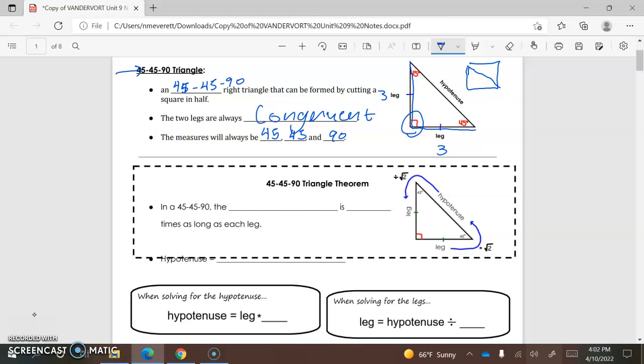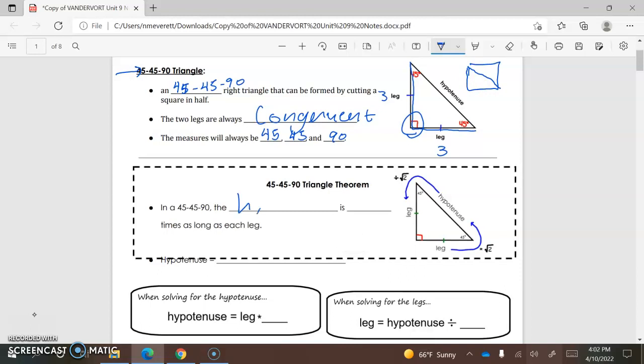Essentially, in a 45-45-90 degree triangle, I'll go ahead and fill this out, the hypotenuse is square root of 2 times as long as each leg.